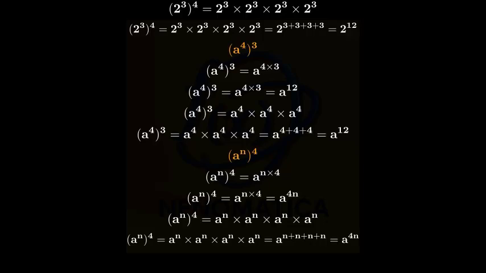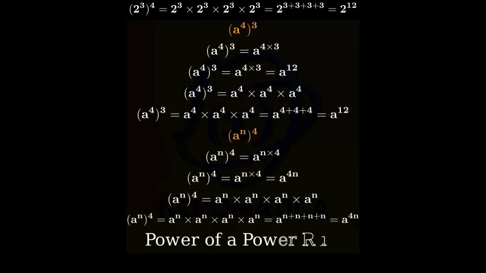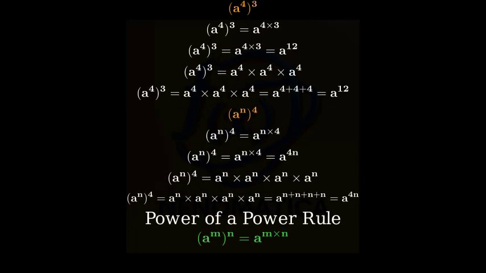Let's summarize what we've learned. The power of a power rule states that when you have a power raised to another power, you multiply the exponents. This can be written as a to the power of m raised to the power of n equals a to the power of m times n. This rule works for any base and any exponents, making it a powerful tool for simplifying complex expressions.